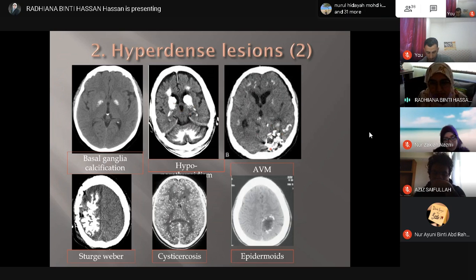Or sometimes you can have calcification in a vascular lesion. Okay, Sturge-Weber that I showed you on plain radiograph just now, gyriform calcification. So the calcification is along the gyri of the brain. Cysticercosis, I think this one is not common in our setting.